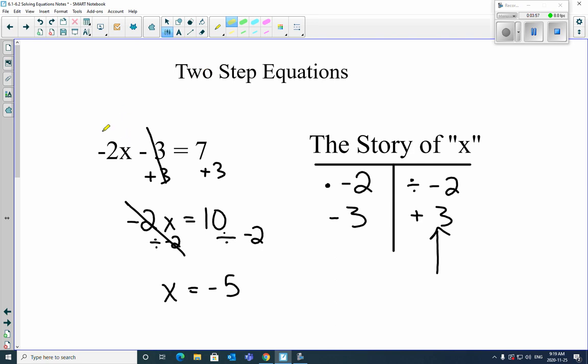So the first thing is, what's attached to this x? Negative 2. How is it attached? Multiplication. Remember, when they're side by side, don't think that this is like subtract 2. That's not what it is. It's negative 2x. The x has a negative 2 attached to it by multiplication. So there it is there.